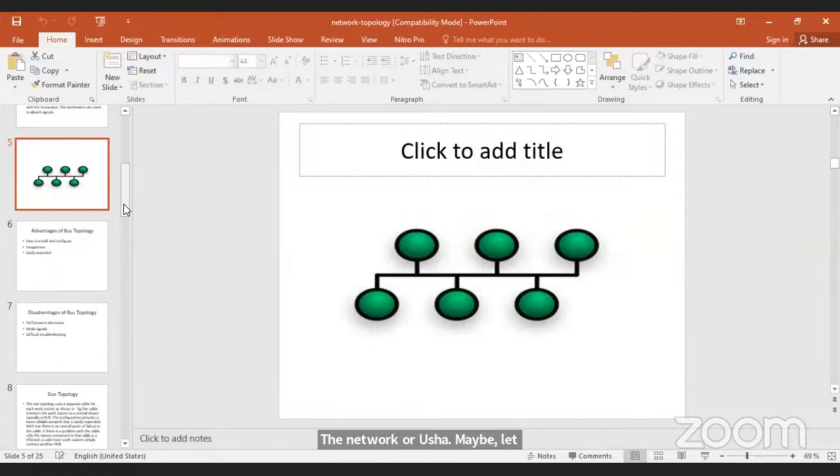Maybe let me ask, why do we need a computer network? What's the main objective of having a network? Or why do we connect computers together? Maybe from your point of view, why do we connect computers together? Why should we have a computer network? Let me have a look at the chat.